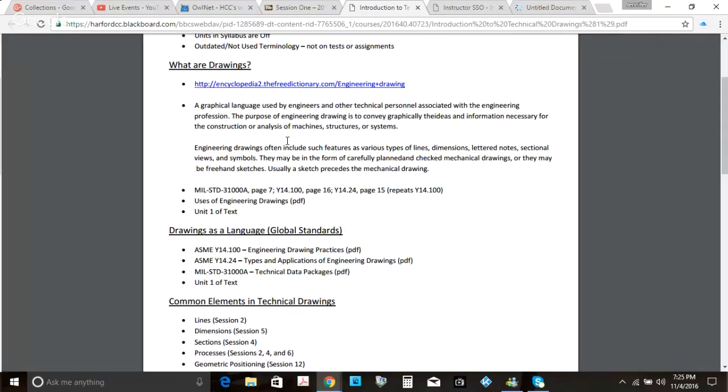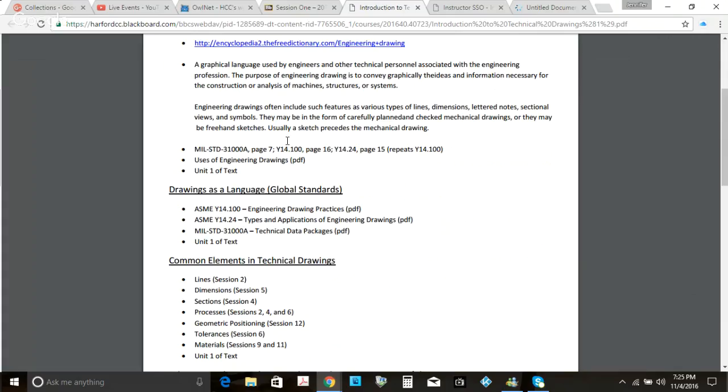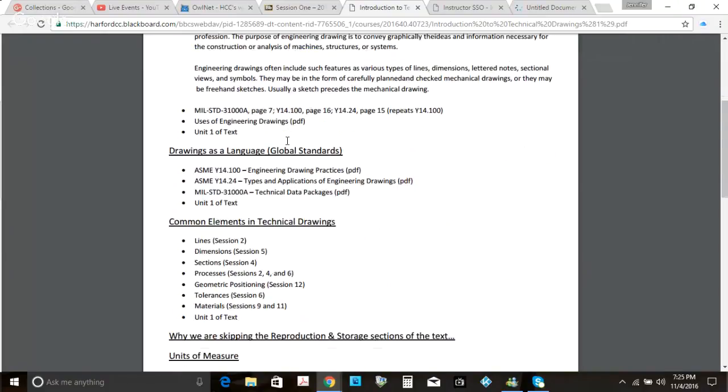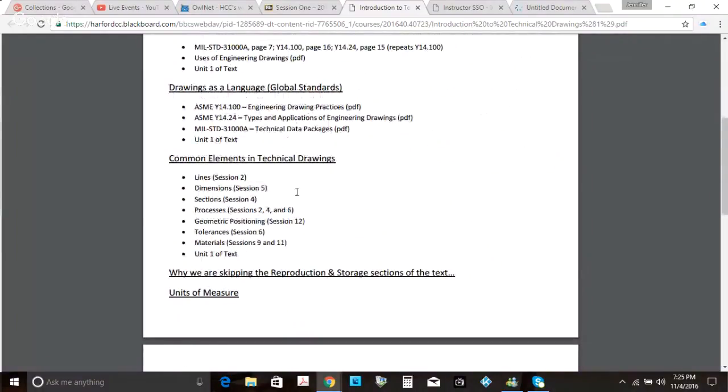The other thing that you should be brushing up on are common elements of an engineering or a technical drawing. Those are listed in bullet points on the first outline as well. Common elements would be lines, dimensions. We haven't talked about section views really in the class yet, but sections, tolerances, materials, things like that. Unit 1 of the text also goes over these common elements as well, but they're right there on the outline for you to review.